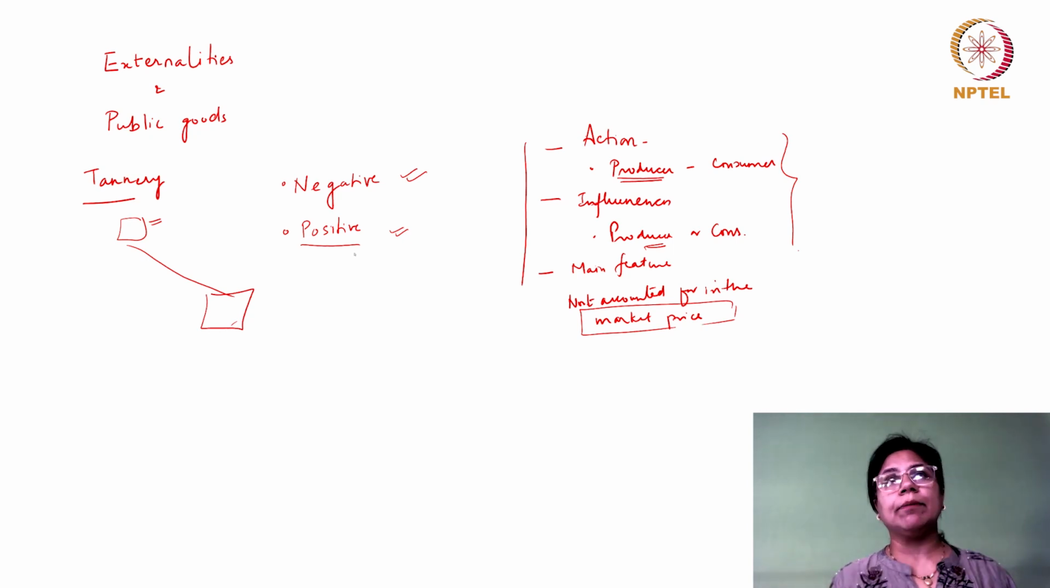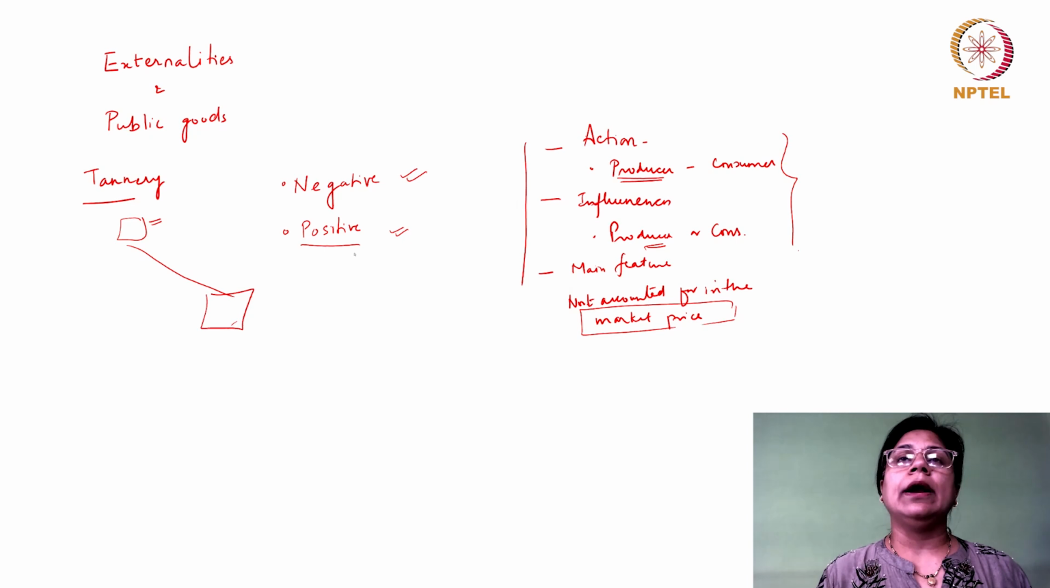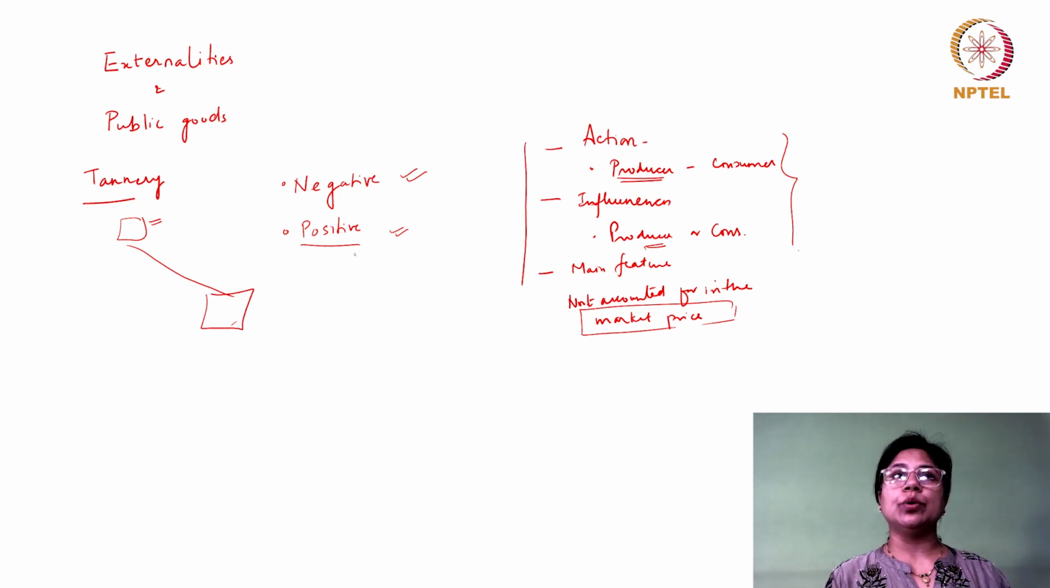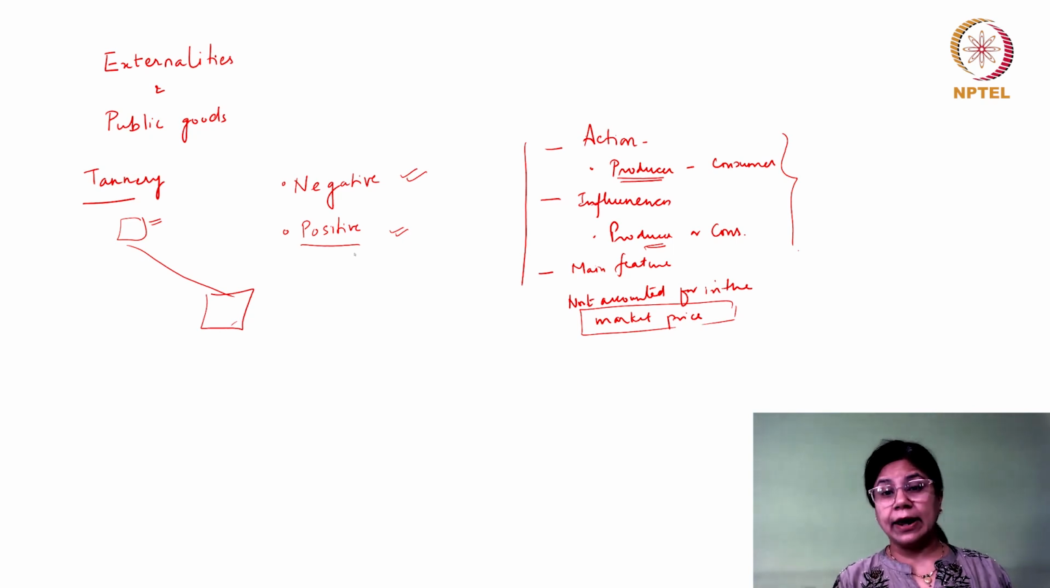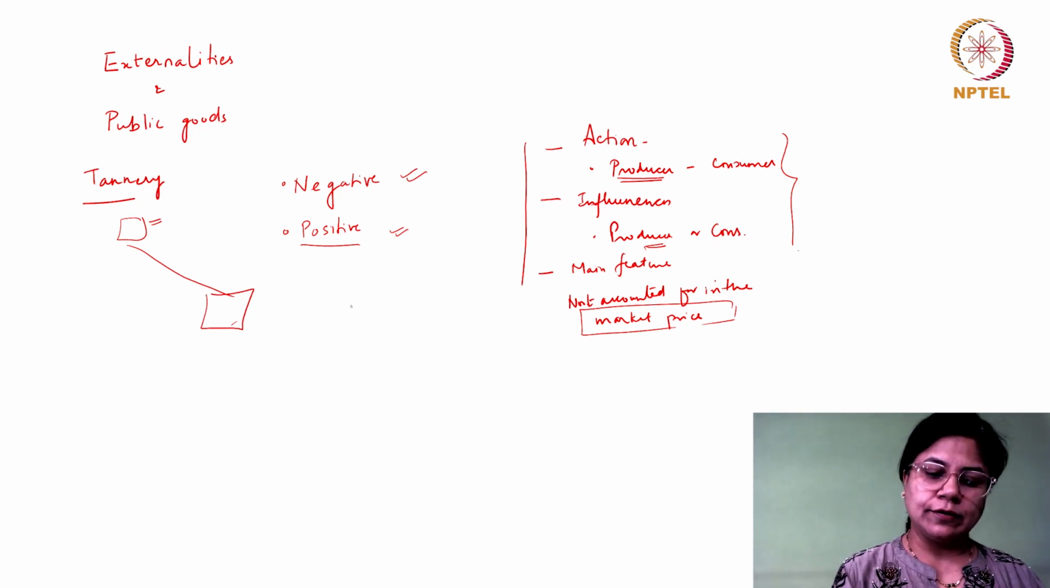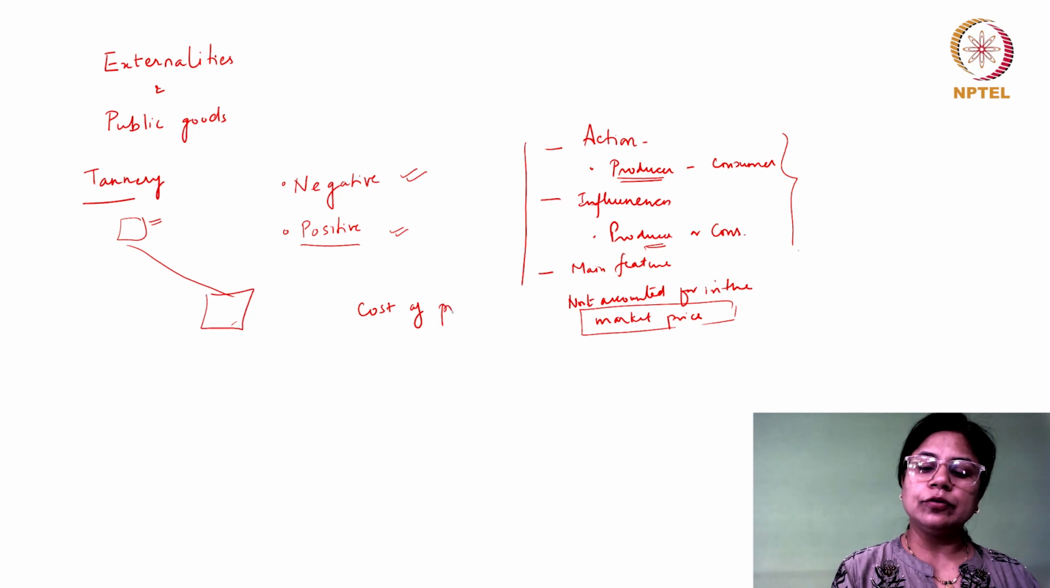So what is the impact of this kind of negative externality and positive externality, and how interventions are required in order to deal with it is what we are going to learn today. In case of a negative externality, we have seen that there is a cost of production.